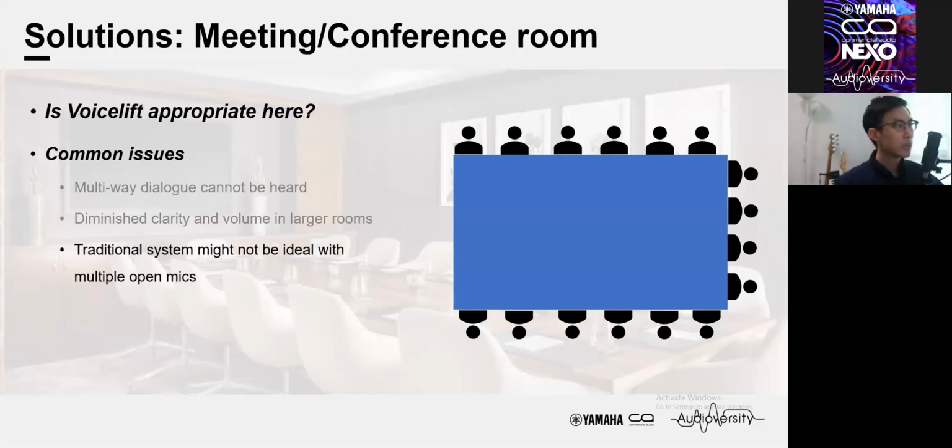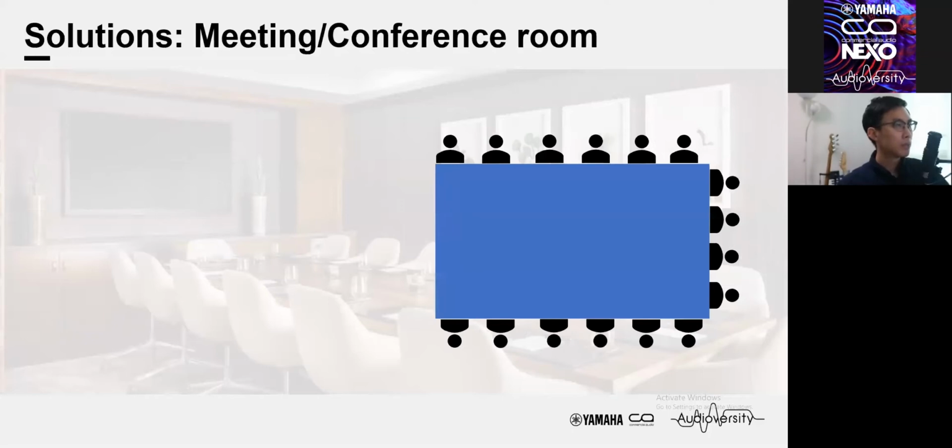Traditional systems might not be ideal with multiple open mics, and in conference rooms, maybe there's a lack of space to mount speakers like line array or surface mount. Any other restrictions, like I mentioned before, perhaps they don't allow table mics. They want the mics to be hung or in the ceiling. So we have to consider all these restrictions before we can come up with a solution. So what kind of solution can we come up with?